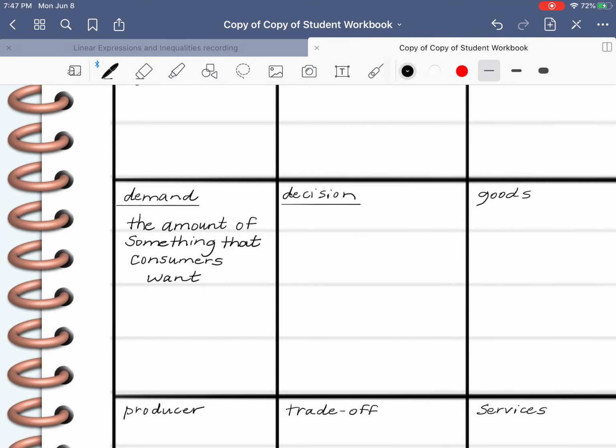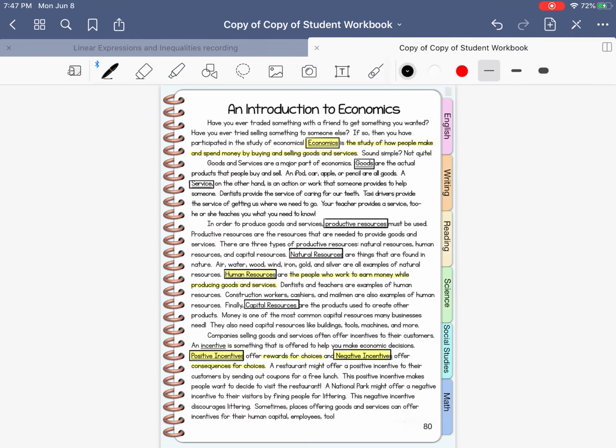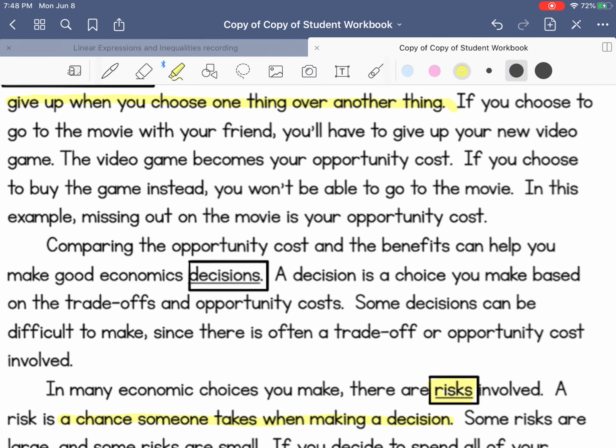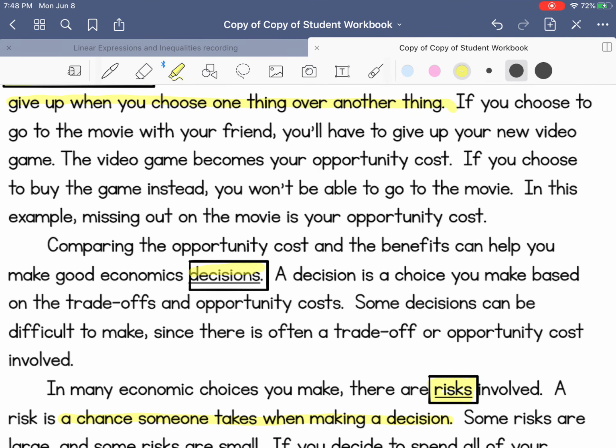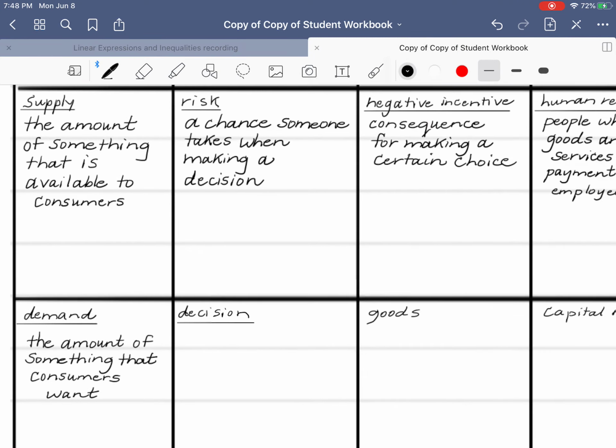A decision. You all know what decision means, but let's see what the economics definition of decision is. A decision is a choice you make based on the trade-offs and opportunity costs. I'm just going to leave it as simple as I can. A decision is a choice.